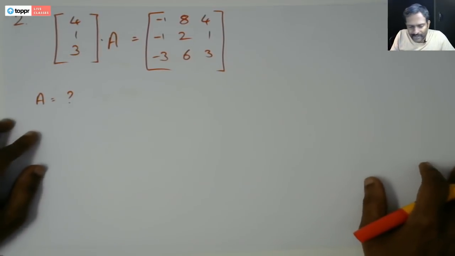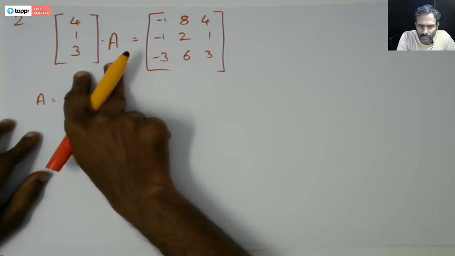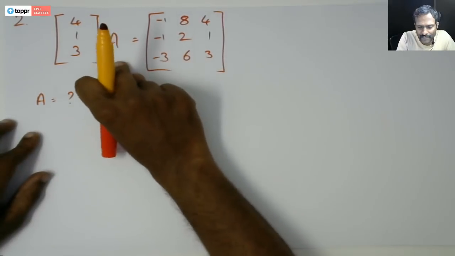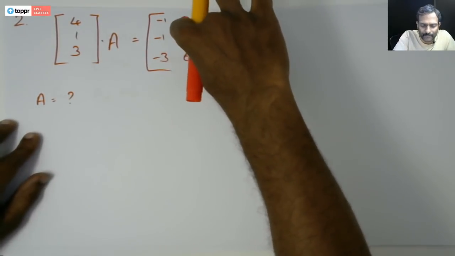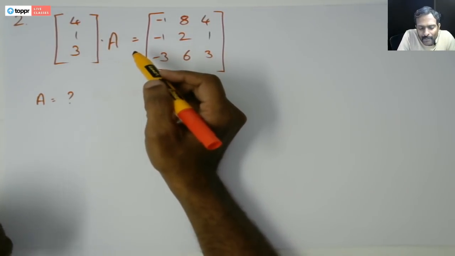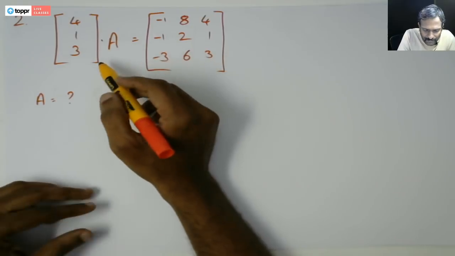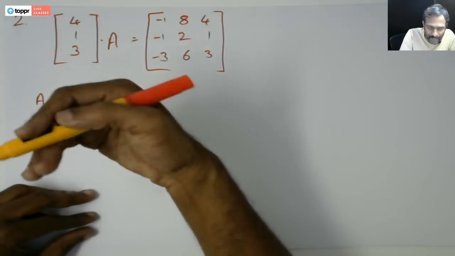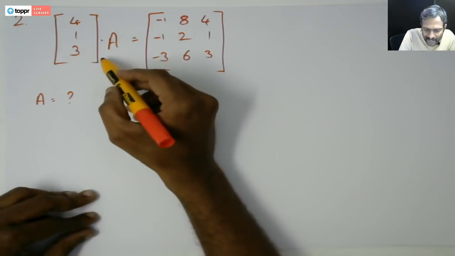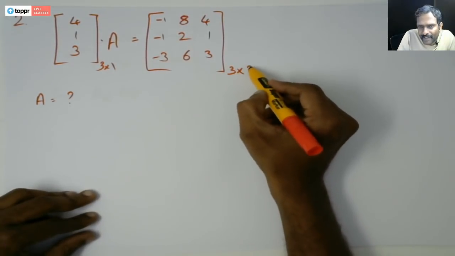And the second question: the product of these two matrices is given. A is a matrix which we don't know, and we have to find it. And this is the product matrix given. Now, we already know that when we are multiplying matrices, we should check the orders of the matrices. Let us write the orders first. The order of this matrix is 3 by 1, and this is 3 by 3.